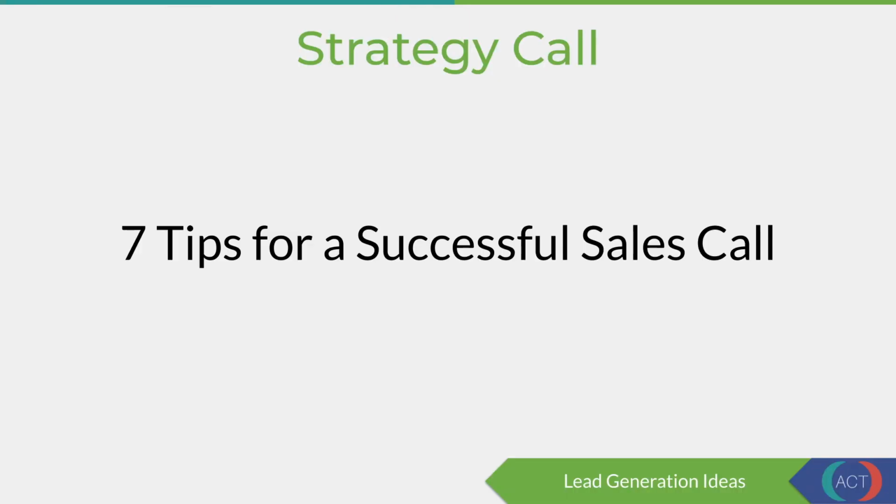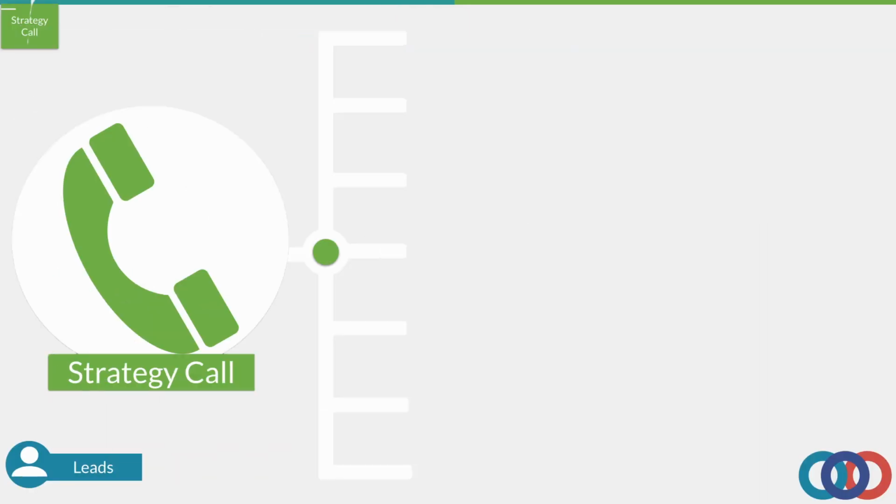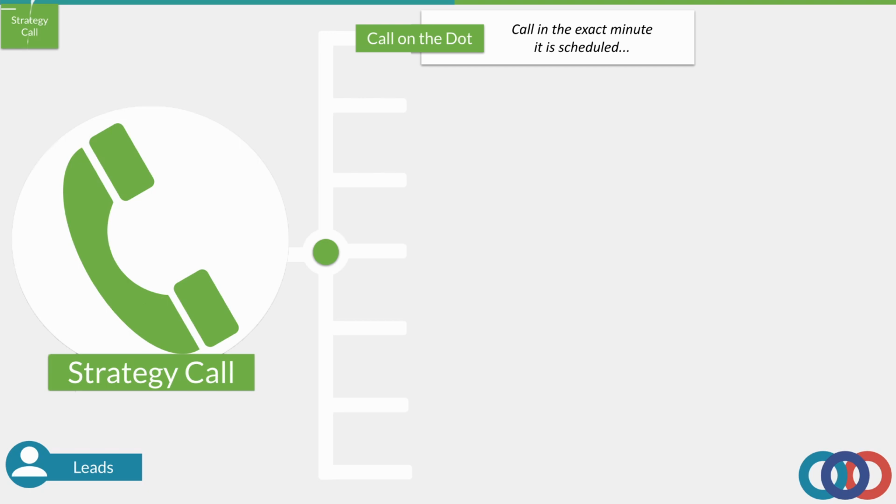Now, here's some quick tips for a successful strategy call. First, you should call at the exact minute it is scheduled. Stop talking and let your lead speak 90% of the time. And that means you just have 10% of the talking time. And 90% of your 10% of talking time should be asking questions. And the majority of that is in the last quarter of the call.